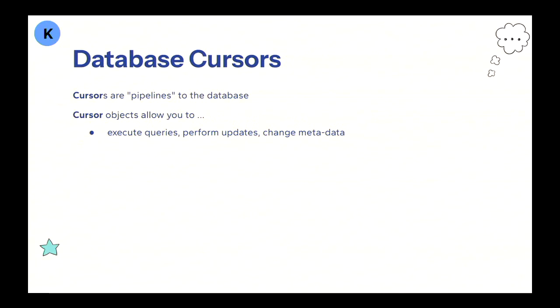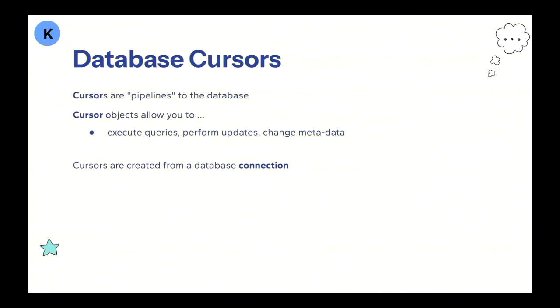And just now we encountered a new concept, which is called cursor. Database cursors are actually like pipelines to the database. They are in charge of sending statements from the Python code to the DBMS, and they are in charge of collecting the results from the DBMS and presenting them to the Python code. So these are the basic functions of the cursor. Since we can send SQL statements via a cursor, it allows us to execute queries, perform updates, and change metadata through the statements we send.